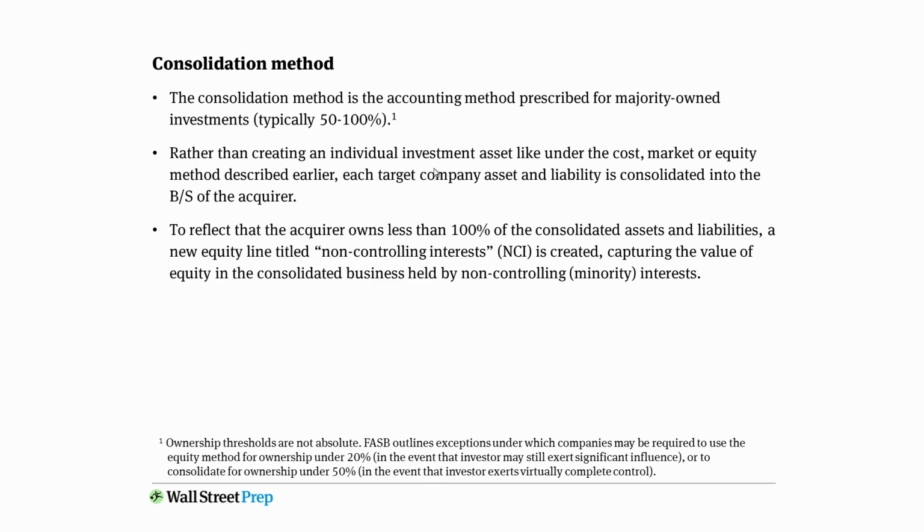The consolidation method basically says that rather than creating an individual investment asset, like under the cost, market, or equity method, which we've talked about, each target company asset and liability is consolidated into the balance sheet of the acquirer to represent that it's now part of the consolidated business. You're lumping two balance sheets together as if you own the whole thing, to really represent the fact that you have majority control. The issue is that when you own less than 100%, so imagine you own 60 or 70%, the consolidation method still applies. And so you're still lumping 100% of all the assets and liabilities together as if you own 100% of them, even though you don't.